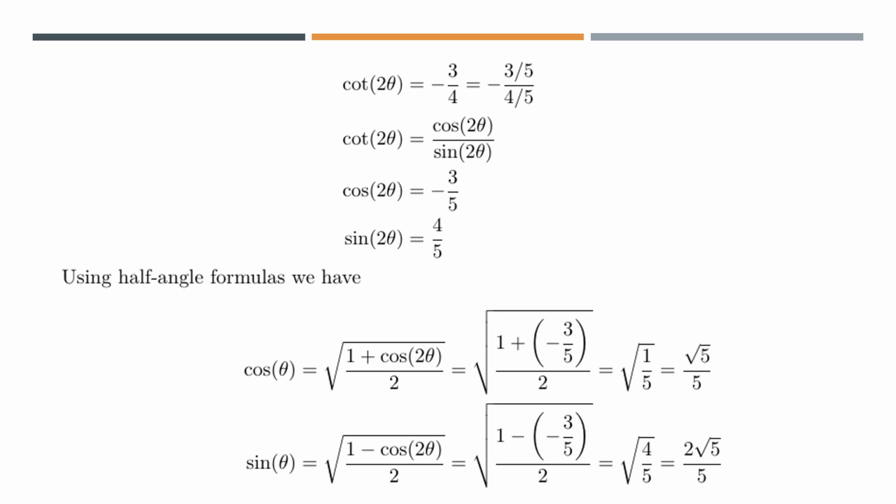Now remember, we're trying to get just cosine theta and sine theta, which means I'm going to use the half angle formulas that are done here. So when I plug in the cosine of 2 theta for both these half angle formulas and do a little simplifying, I end up with the cosine of theta being root 5 over 5 and the sine of theta being 2 root 5 over 5. And these are the numbers that I'm going to use when I come to my substitution and reducing things down in the new coordinate system.